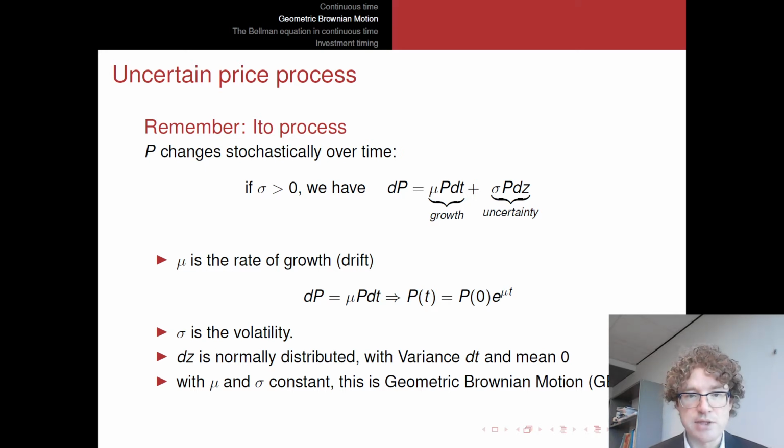So again, this mu is the rate of growth. It means that if we would only have this growth rate part, we would have this equation over here, dp equals mu times p times dt, and you can easily figure out for yourself that p itself is indeed growing like the growing perpetuity form that we just had a look at in the previous slides. And sigma is the uncertain part here, so it's the volatility. As long as mu and sigma are constant, this is what's called geometric Brownian motion.